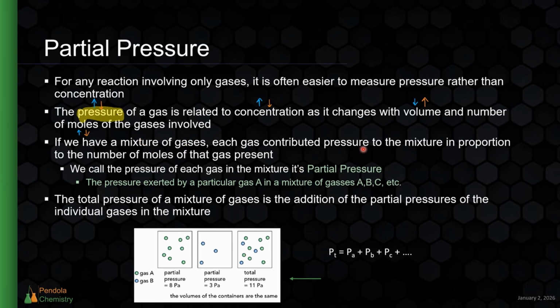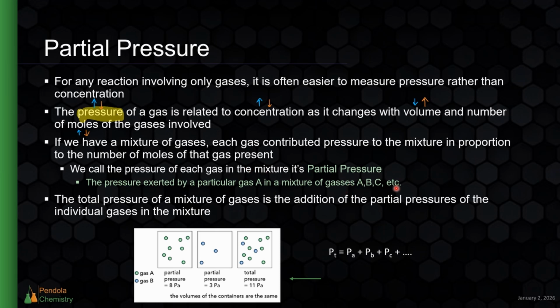Each gas contributes its own individual pressure to the mixture, however. And the number of moles of that gas are going to affect how much pressure it contributes. We can look at the individual pressures of the gases with something we call partial pressure. Partial pressure is the pressure exerted by a particular gas in a mixture of gases. So, for example, if we got gases A, B, and C all mixed together, the pressure that A contributes to the total pressure of the container, that's the partial pressure of gas A.